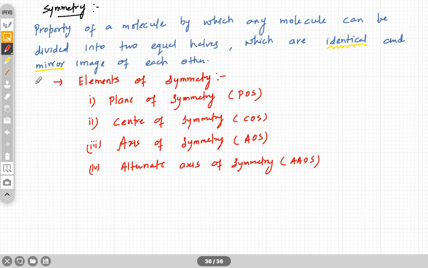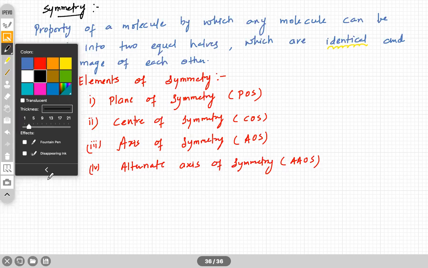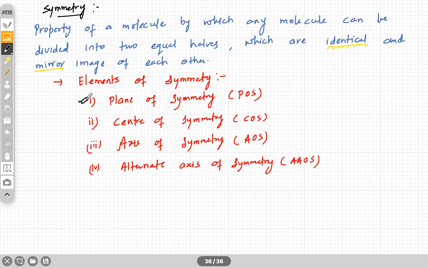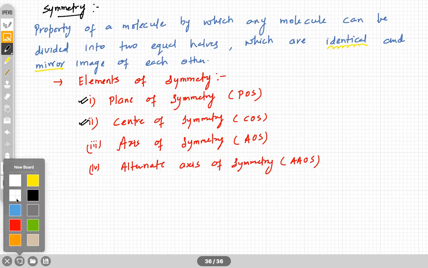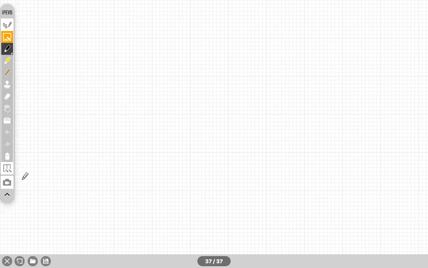Now for your exam, whether it is IIT JEE, NEET or KVPY, the first two are important. Mainly most of the questions come from these two parts only. The least important is the alternate axis of symmetry, AAOS. So today in this session, we are going to study plane of symmetry, that is POS. Okay, so let's start with the plane of symmetry. Heading, all of you write down.